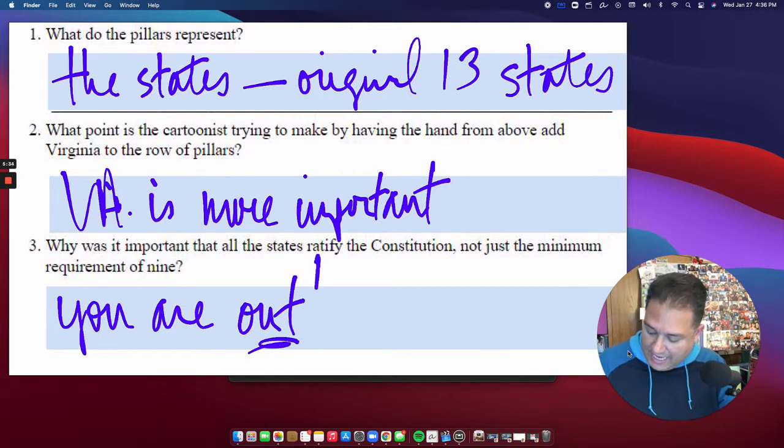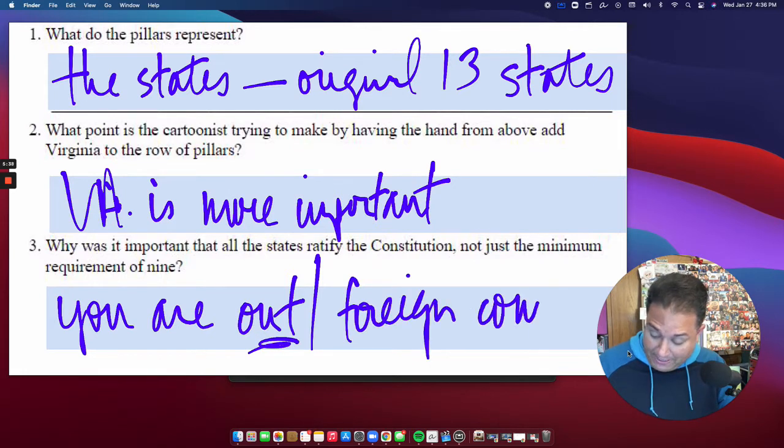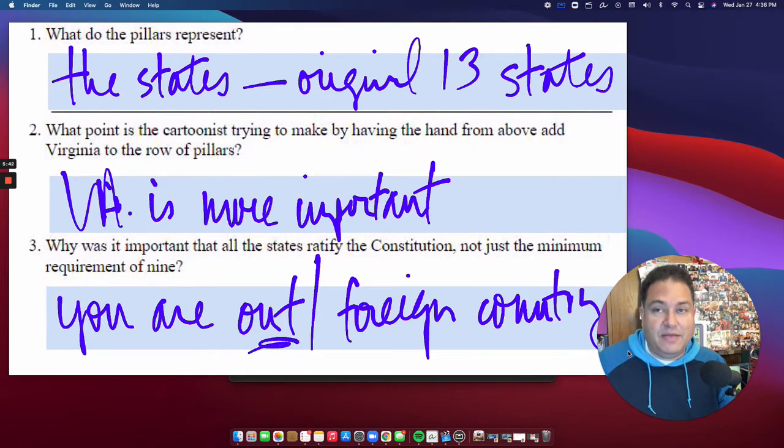But otherwise, yeah, you're out and you're basically treated like a foreign country, because that's what they would have been had they not ratified. They would have been a foreign country, and they would have had to go through the immigration process if they wanted to go from living in Rhode Island to living in Massachusetts, or go from living in North Carolina to South Carolina. That would have been weird. So it's good that they eventually did ratify.